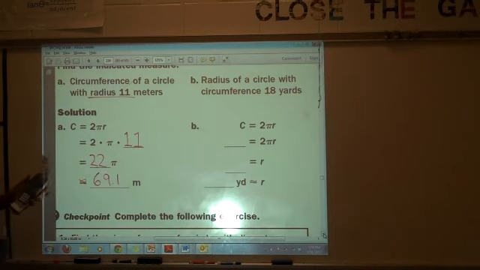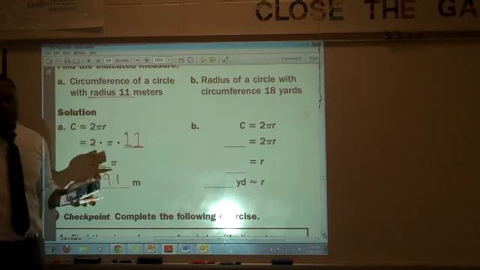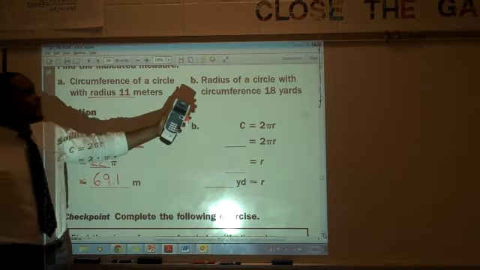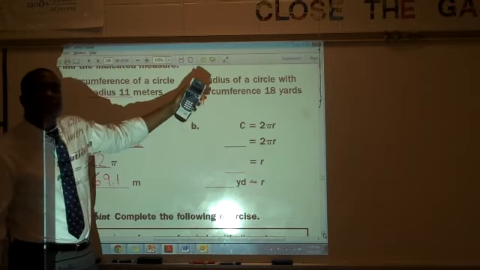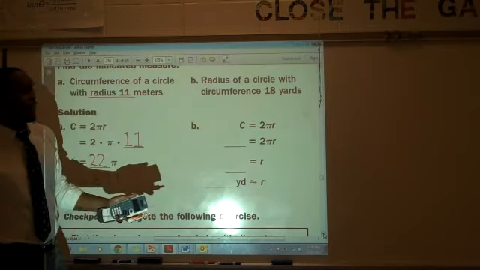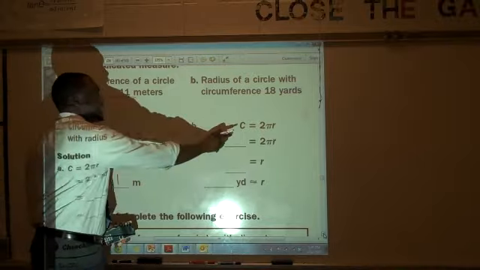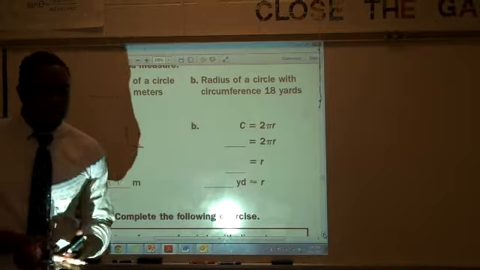So that's an easier example. You've worked through those, like I said, in middle school. Let's talk about this example. This time they give me the circumference. I want to find the radius. The formula stays the same. C equals 2 pi r.